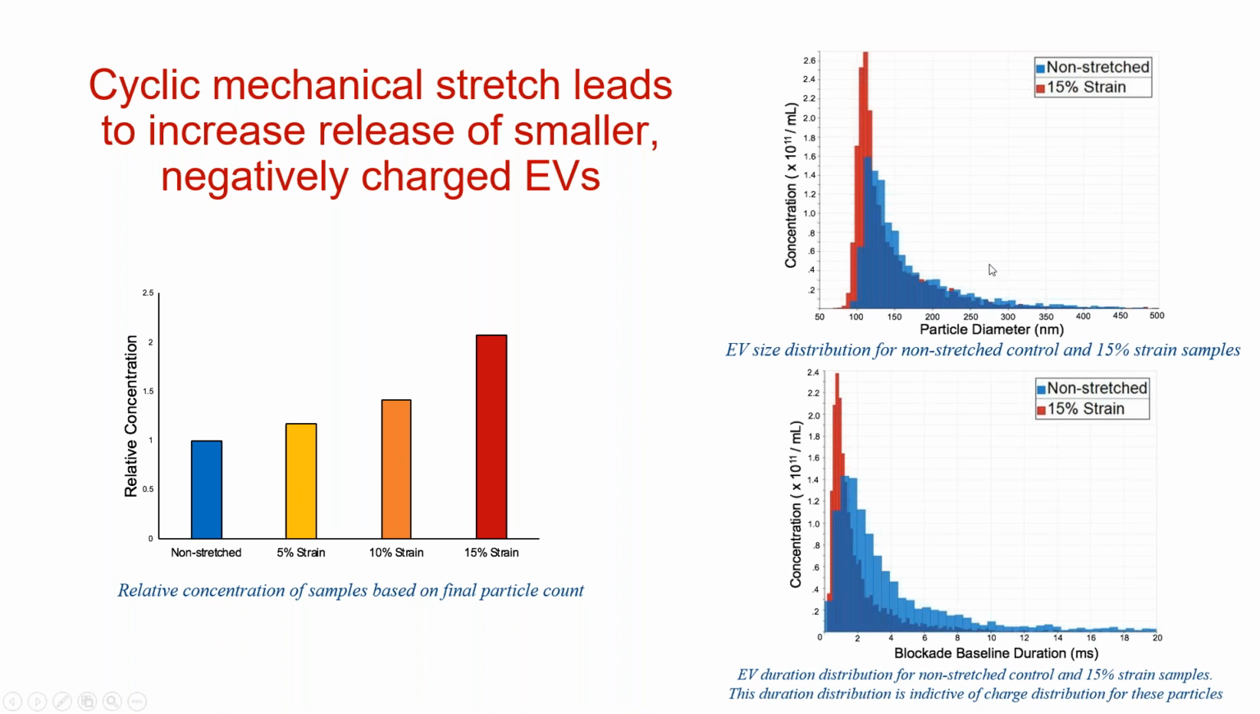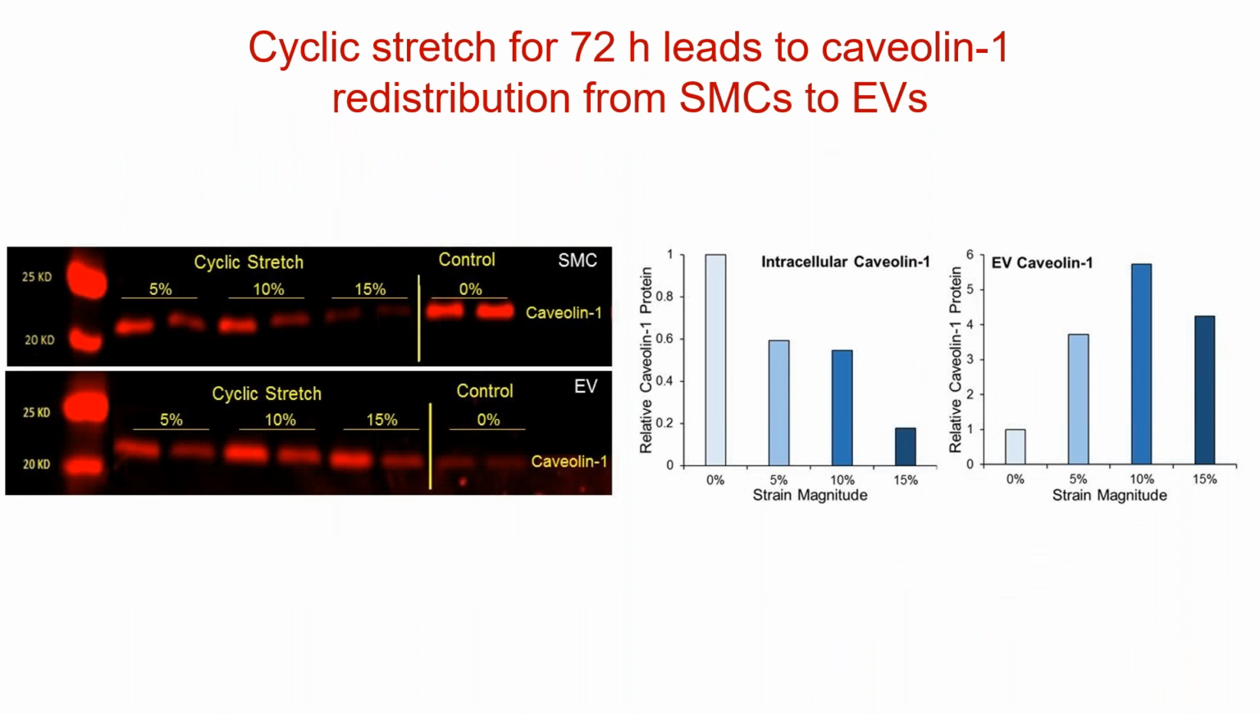And if we look at the profile, just showing you here the 15% strain, the blue here is a profile. This is particle diameter versus concentration of a non-stretched sample, and then the red is the 15% strain. The vesicles seem to be converging on a smaller size, just a little over 100 nanometers. They seem to maybe be a little more negatively charged. They move through the pore faster. So the blockade baseline duration is less, and so they're moving through faster. That's indicative of a negative charge. They're moving faster to a positive electrode that's on the bottom side of that nanopore. So whatever this stretch is doing, it is leading to smaller, more negative vesicles, is the take home there.